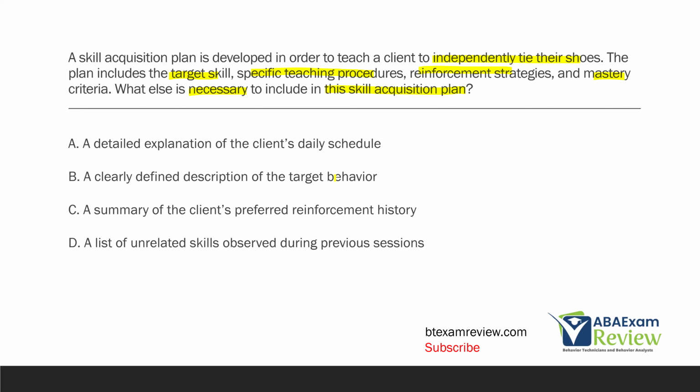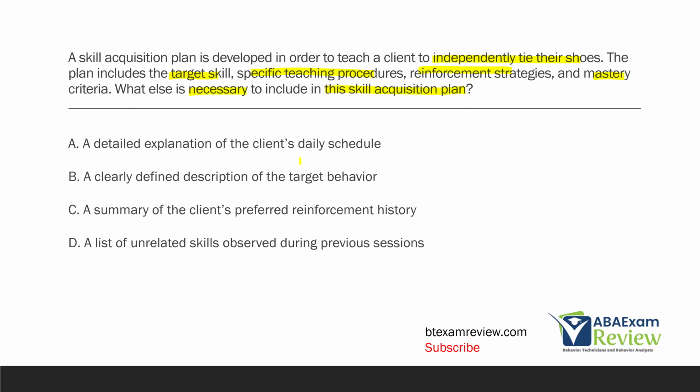B, a clearly defined description of the target behavior. Yeah, you need an operational definition, right? You've got to have a description. You've got to have a definition. That is necessary. Without a definition of the behavior, how are we going to observe and measure that behavior reliably?